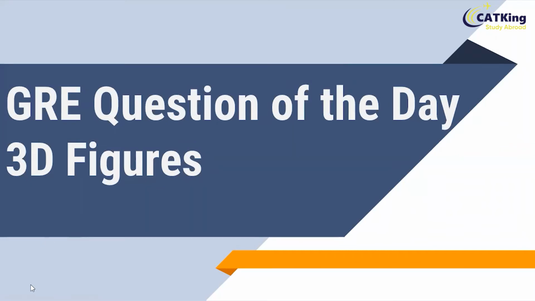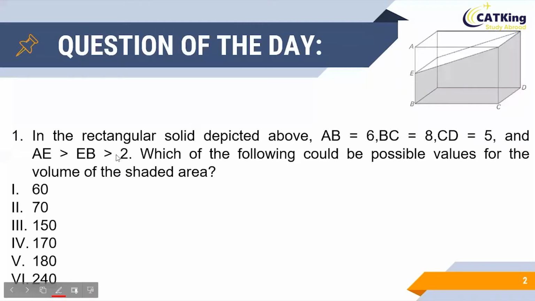Today we will discuss a question on 3D figures. As you can see, today's question is a multiple choice question with one or more than one correct answer. In this question, we are given a rectangular solid such that AB is equal to 6, BC is equal to 8 and CD is equal to 5. Next, we are also given that AE is greater than EB, which is greater than 2.